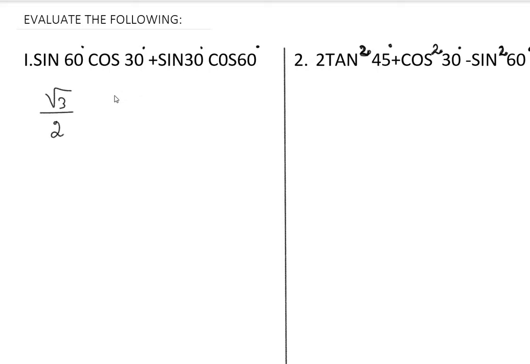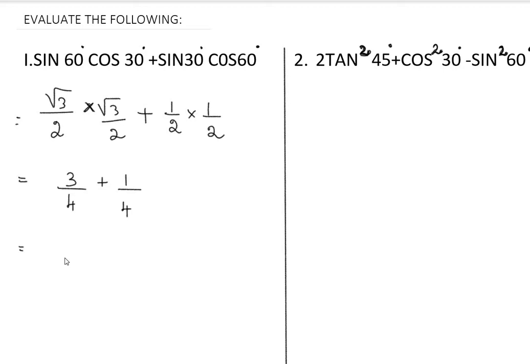The value of cos 30 is also root 3 by 2. Into symbol is there, so into root 3 by 2. And plus the value of sin 30 is 1 by 2 into cos 60 is 1 by 2. So now root 3 into root 3, we will get 3. 2 2s are 4 plus 1 1s are 1, 2 2s are 4.